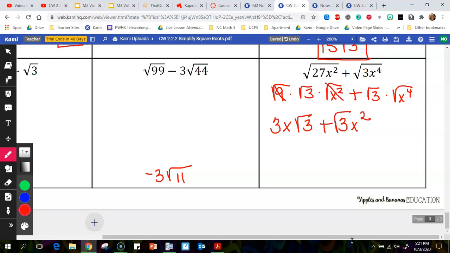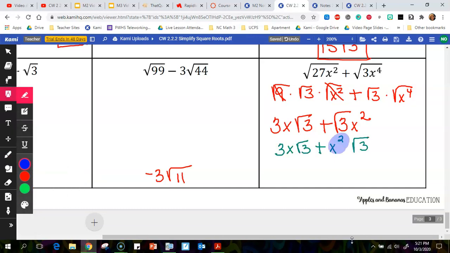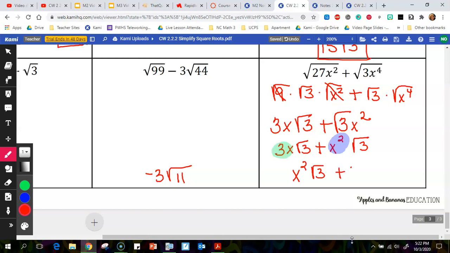Okay, so I'm going to rewrite this part. 3x root 3 plus x squared root 3. I can kind of combine them, but x squared and 3x are not what we call like terms. So I'm actually just going to leave it like this, that might be the easiest thing to do. X squared root 3 plus 3x root 3. So I think I'll just leave it like that.